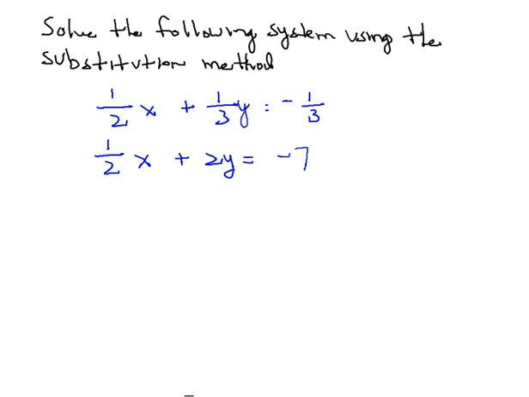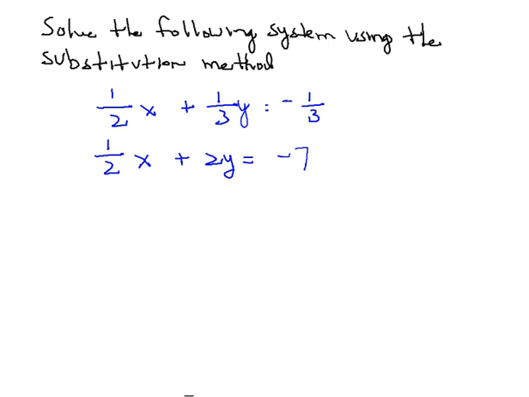Now we're going to continue with another example where we use the substitution method to solve a system. And the system we have here is 1/2 x plus 1/3 y is equal to negative 1/3, and 1/2 x plus 2y is equal to negative 7.